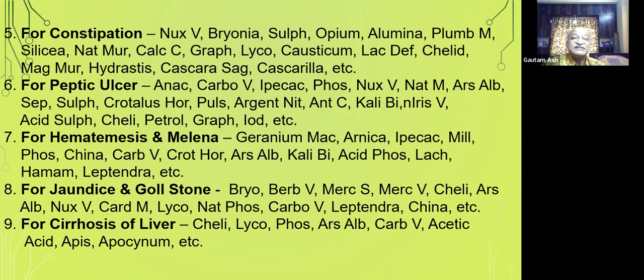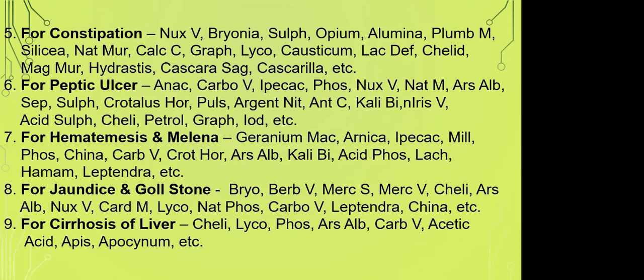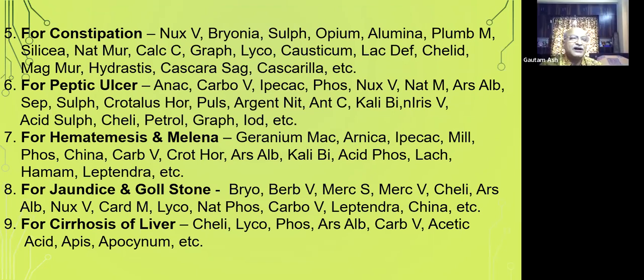Then for hematemesis and melena, Geranium maculatum. Then Arnica. Arnica is given when there is injury to the abdominal viscera, followed by melena or hematemesis. Otherwise, Ipecac, Millefolium, Phosphorus, China, Carbo veg, Portulaca, Arsenic album, all these medicines.